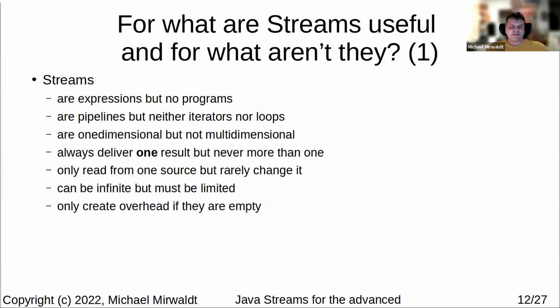And also keep in mind that usually you don't change the source. You read it, you filter elements, you map them, you limit the number and so on, but usually you don't change it. Also, streams can do something that iterators or loops cannot: they can be infinite, which is very useful. However, be careful, you have to limit it.